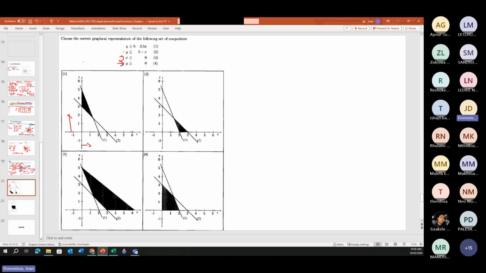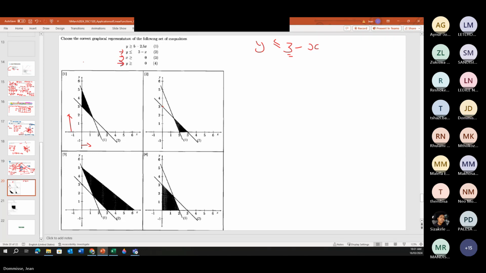Then I will go to the one that I think is the easiest. I don't want to work with a comma yet. So y smaller than or equal to 3 minus x. Let's see where this is on the page. We see that the y cutoff is 3. So we can see it is that formula, that line. And from that line, we can see that it needs to be smaller or equal to. So it needs to be on this side of that line, my feasibility area.